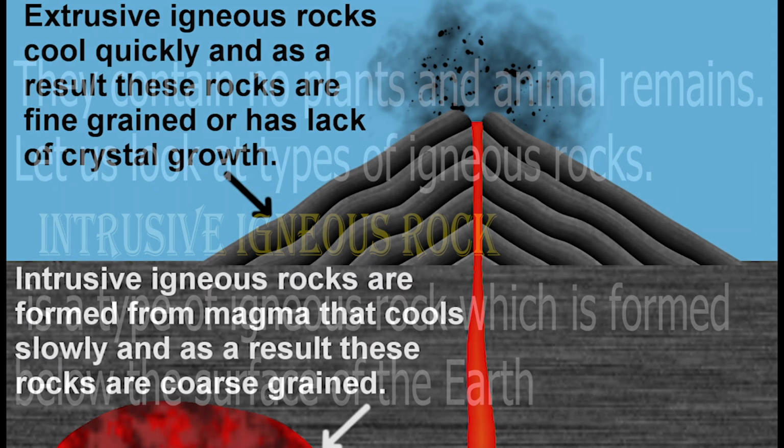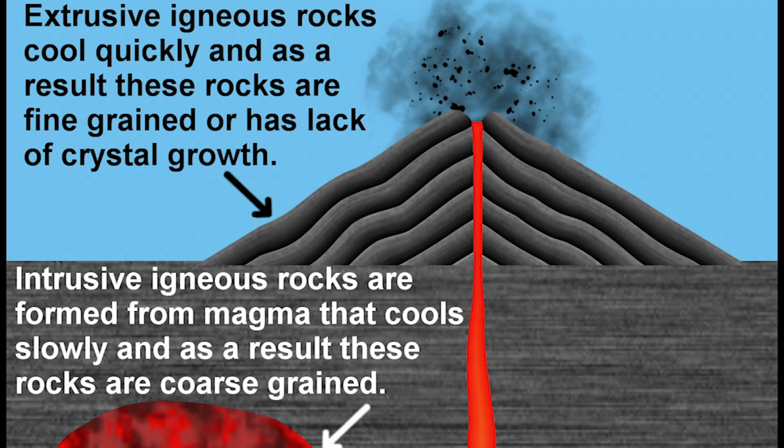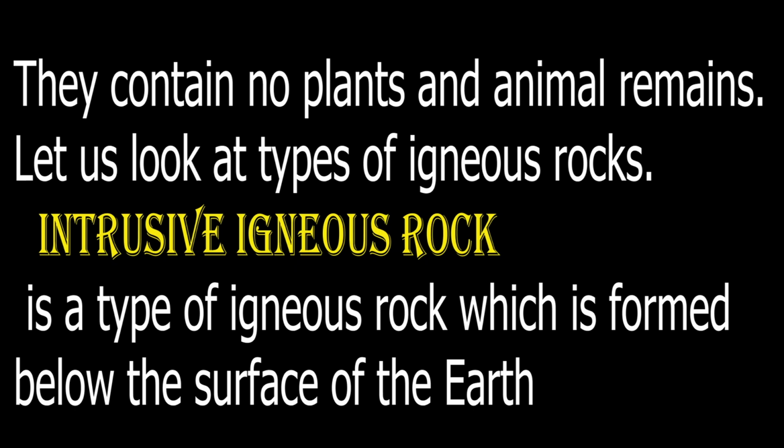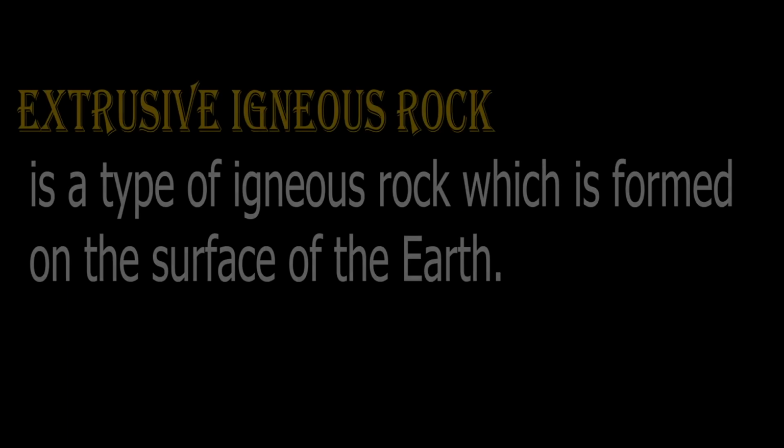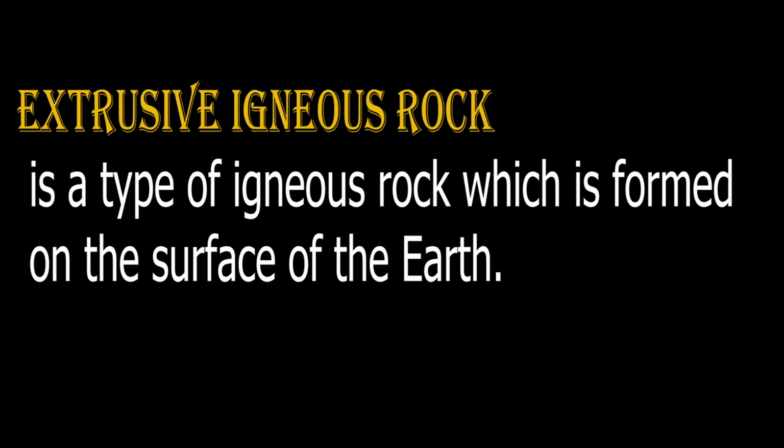Let us look at types of igneous rocks. Number one, intrusive igneous rock. Number two, extrusive igneous rock. Now, intrusive igneous rock is a type of igneous rock which is formed below the surface of the earth. Extrusive igneous rock is a type of igneous rock which is formed on the surface of the earth.